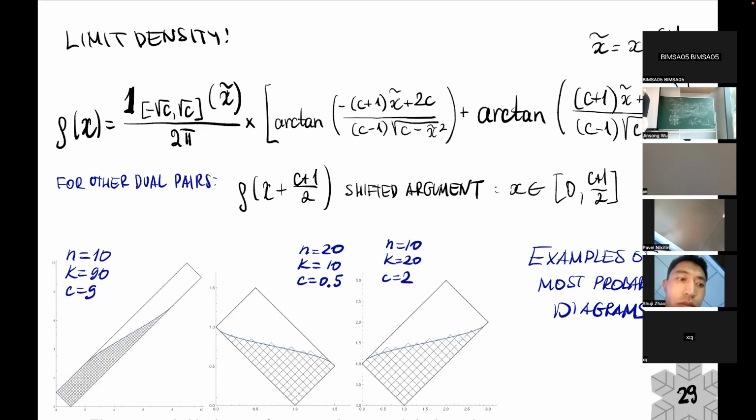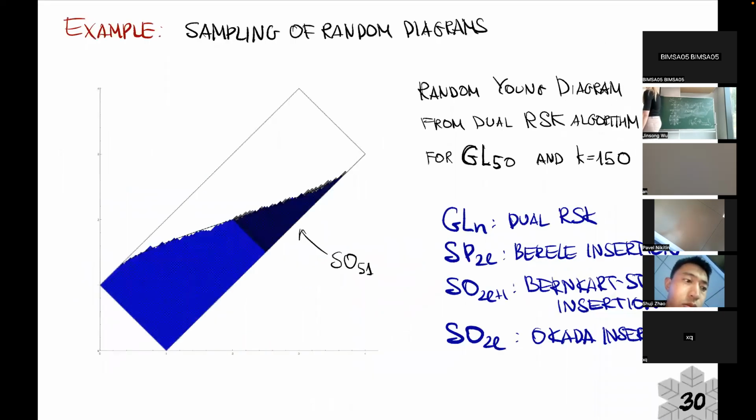So for other dual pairs, we should have a slightly shifted argument. But here are the explicit examples for most probable diagrams, and you can see exactly, maybe it's in the last page. Can I have the last one? So the last slide that I wanted to show you, maybe later you have some questions, I will say how to do that.